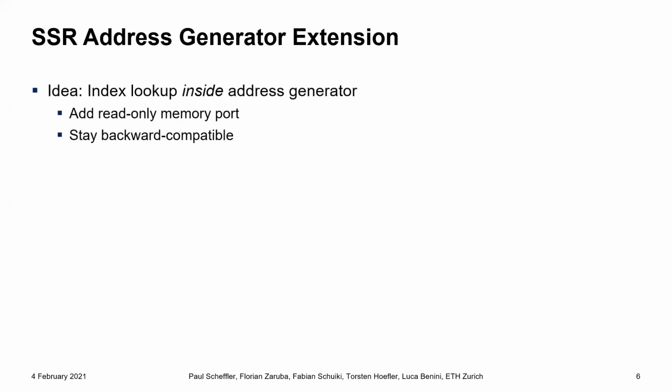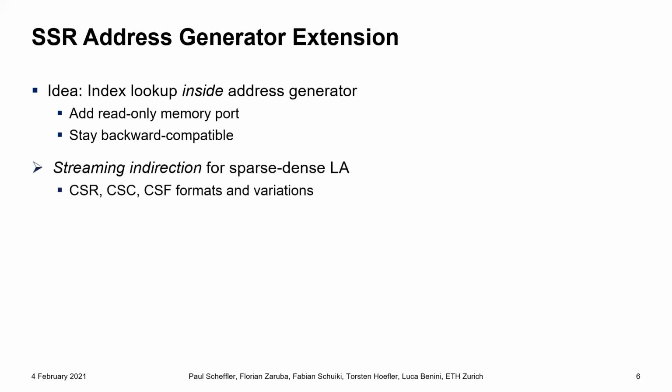The idea was to do the index lookup inside the address generator by adding a read-only memory port while still staying completely backwards compatible. So we want to keep the regular acceleration capabilities. We want to do streaming indirection for sparse-dense linear algebra. So stream formats where we have an index array and a value array with coinciding indices. And this applies to the CSR, CSC, and even the general CSF sparse tensor format and variations of it.